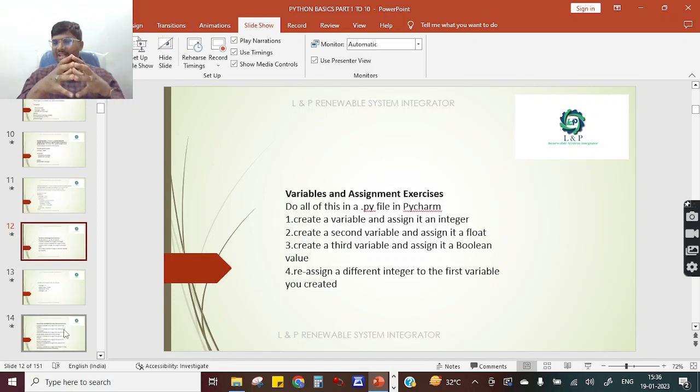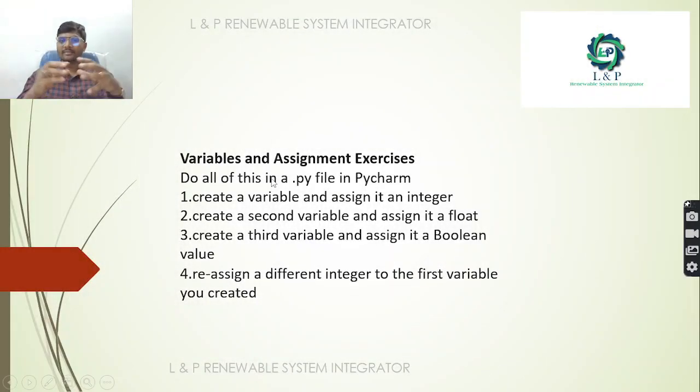Now let us try an exercise for the variable and assignment exercise. First, either in PyCharm, let us create a variable and assign an integer to it. Then we create a second variable and assign it a floating-point value, and we create a third variable and assign it a boolean value. Then we reassign a different integer to the first variable that we had already created.